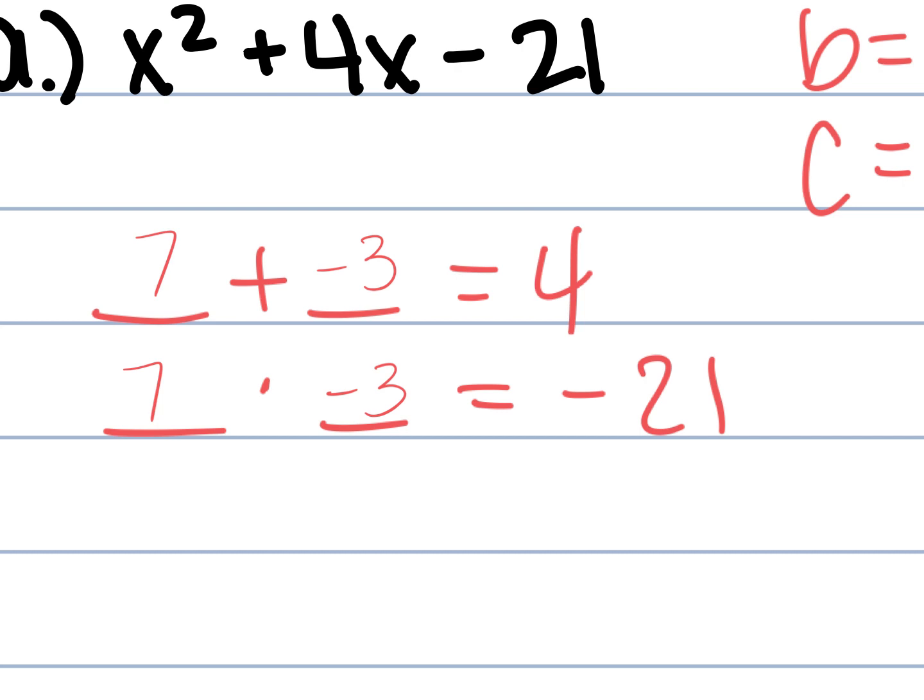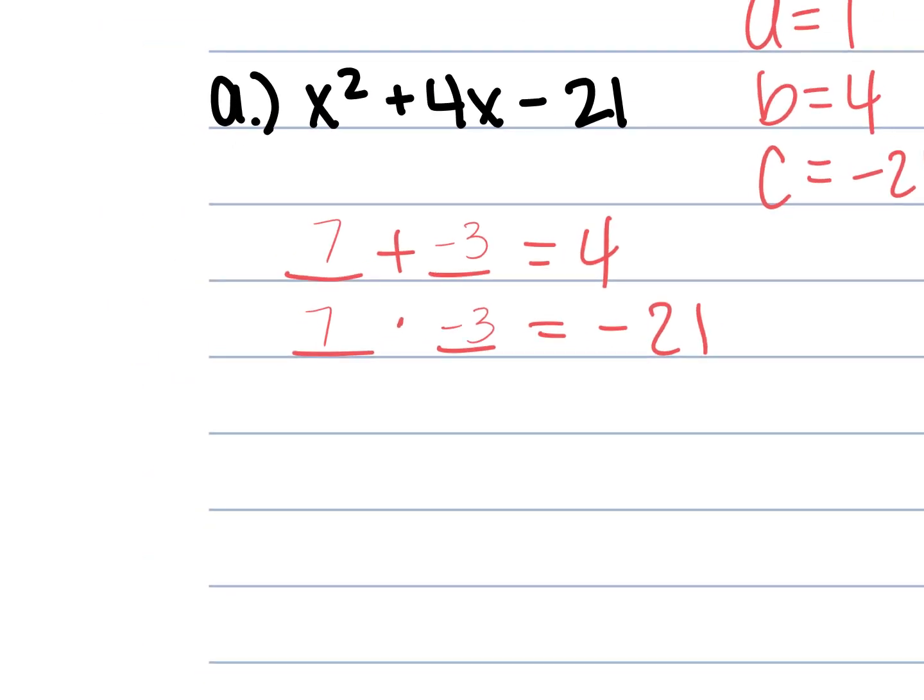Because if this 7 was negative, you would get a -4 when you added them. You would still get -21 when you multiplied them though, okay? All right. So just like Natalie said, it is x plus 7 and x minus 3. Just by looking at it, I know already. Are there any questions on this example? Okay, next one.